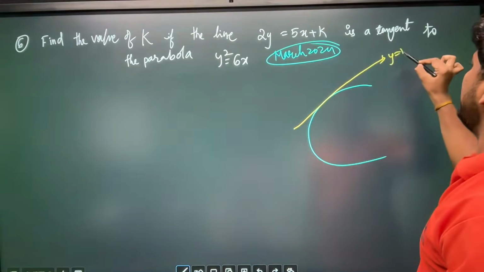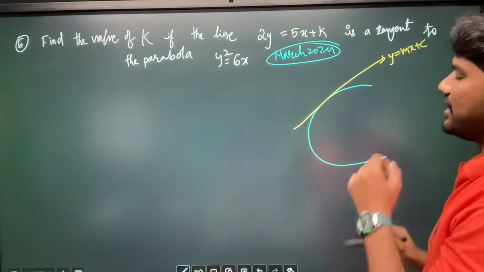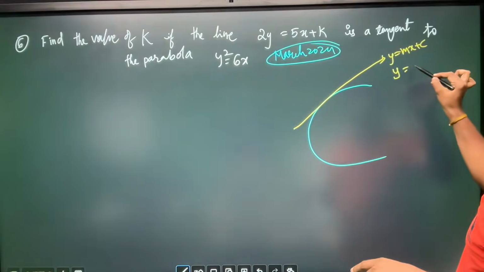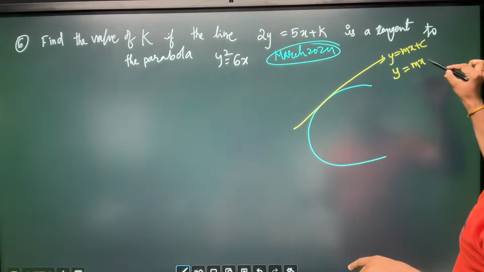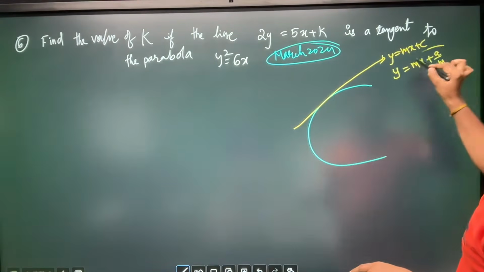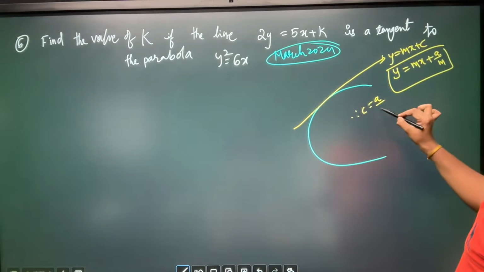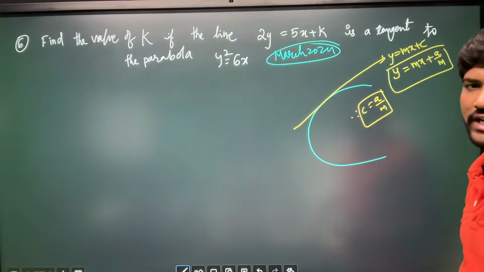line. Basically what we will take, tangent line ante y is equal to mx plus c. When you take y is equal to mx plus c, in place of c value, what you have to write? a by m. Okay, so since condition ఏంటంటే మనకు c is equal to a by m is the condition for tangency in parabola.